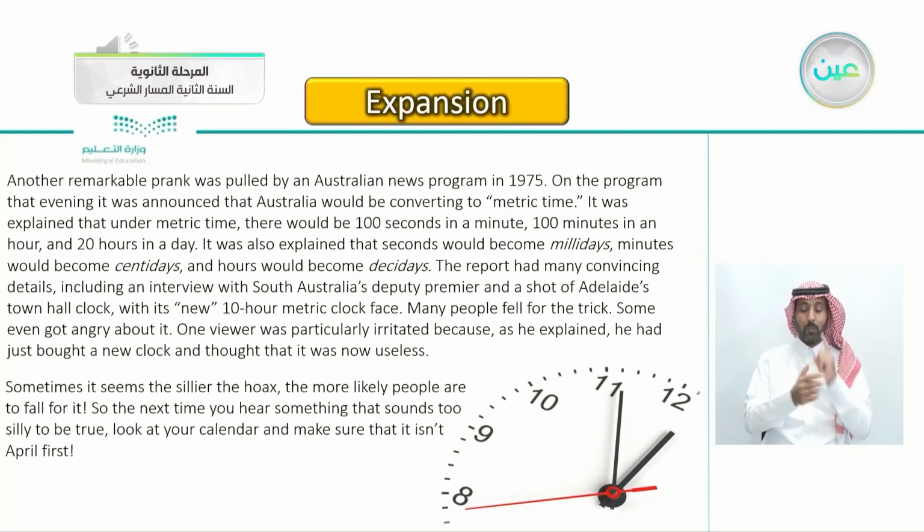The report had many convincing details, including an interview with South Australia's Deputy Premier and a shot of Adelaide's Town Hall clock, with its new 10-hour metric clock face. Many people fell for the trick. Some even got angry about it. One viewer was particularly irritated because, as he explained, he had just bought a new clock and thought that it was now useless. Sometimes it seems the sillier the hoax, the more likely people are to fall for it. So the next time you hear something that sounds too silly to be true, look at your calendar and make sure that it isn't April 1st.